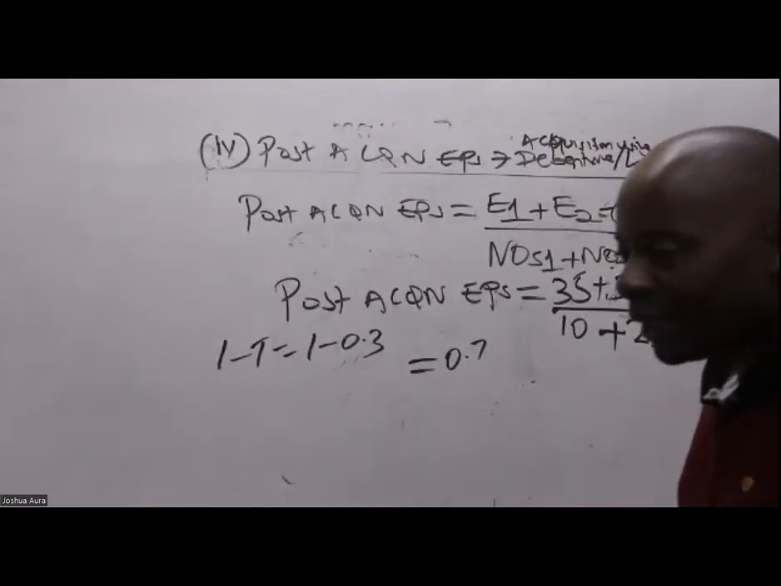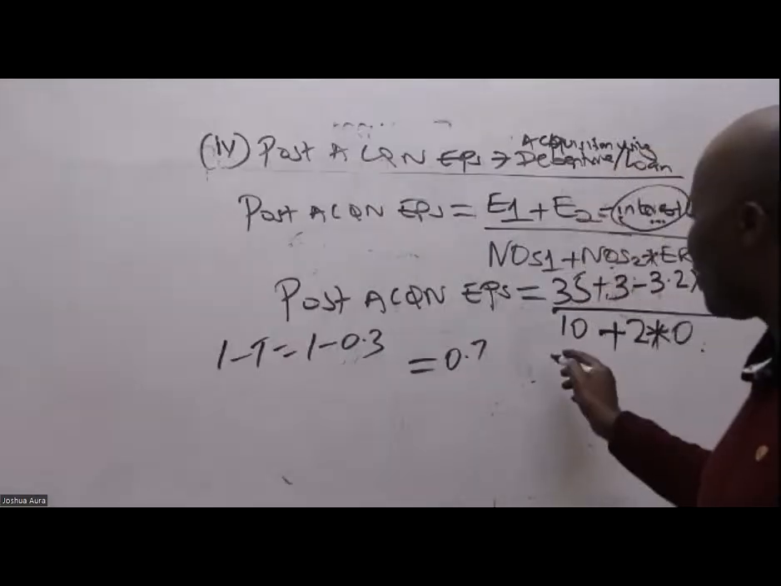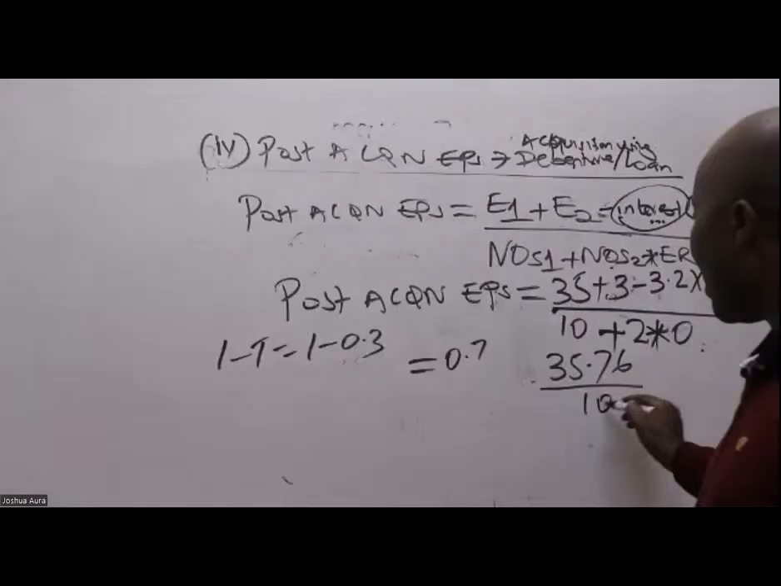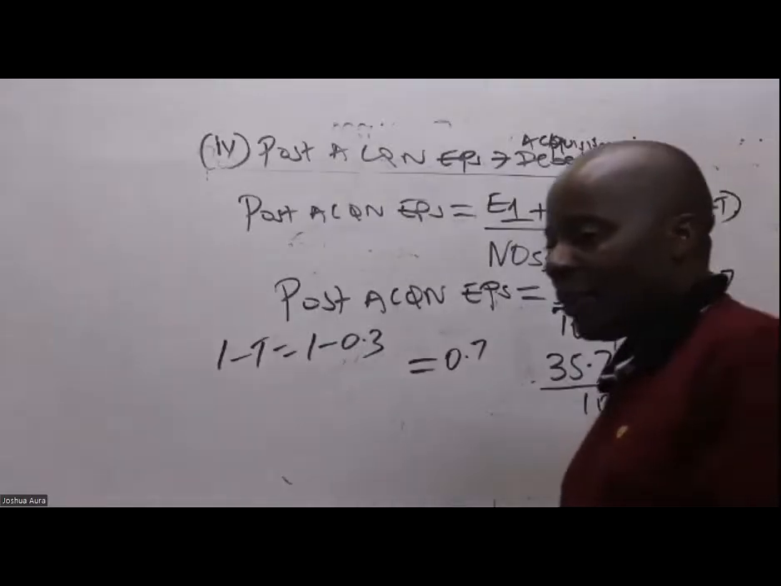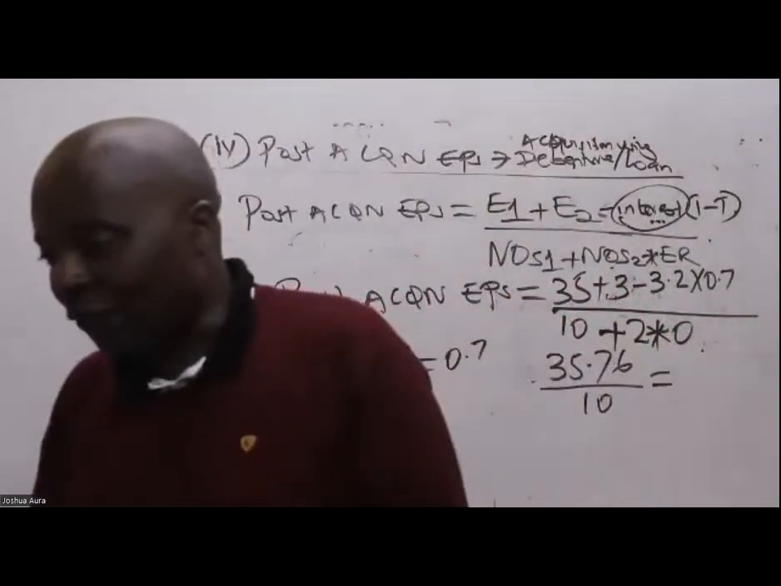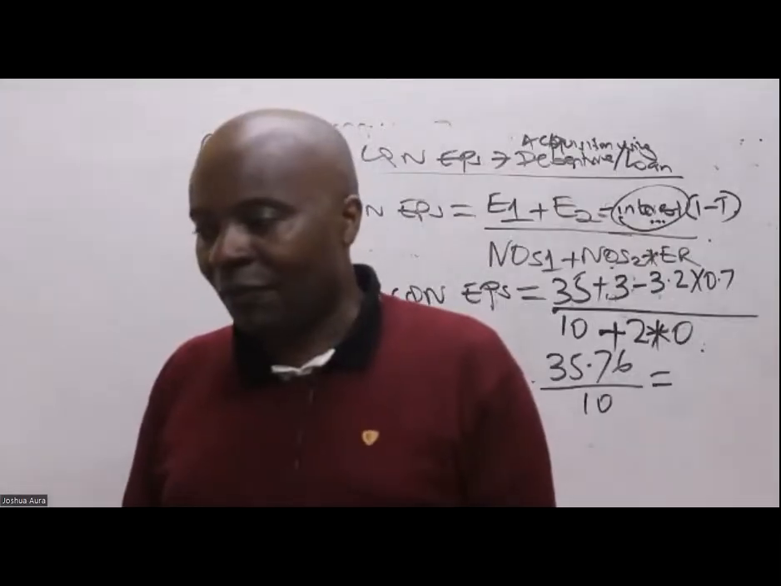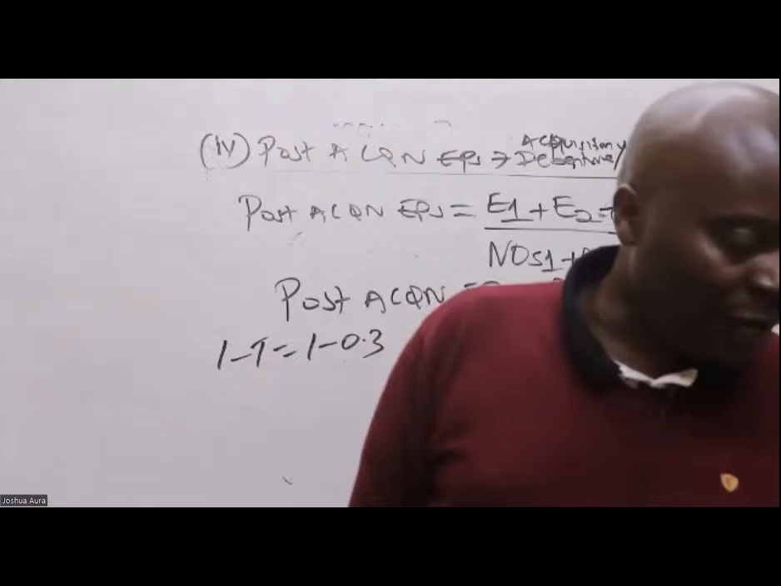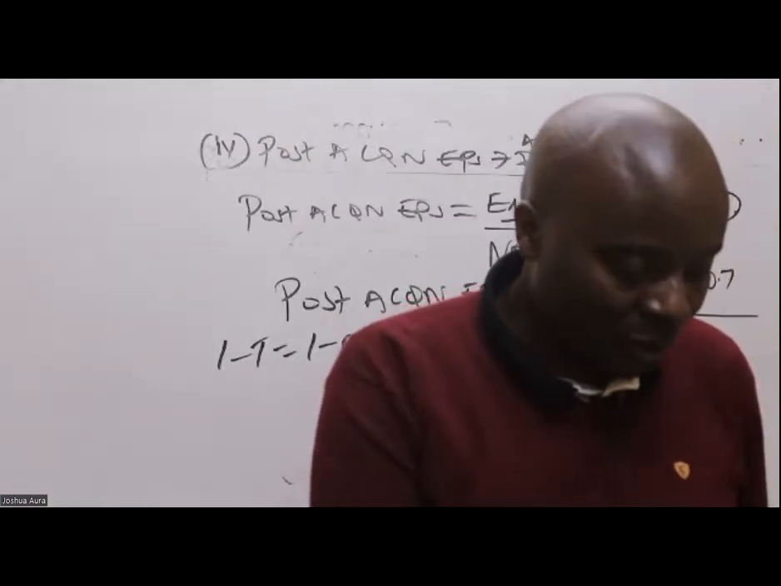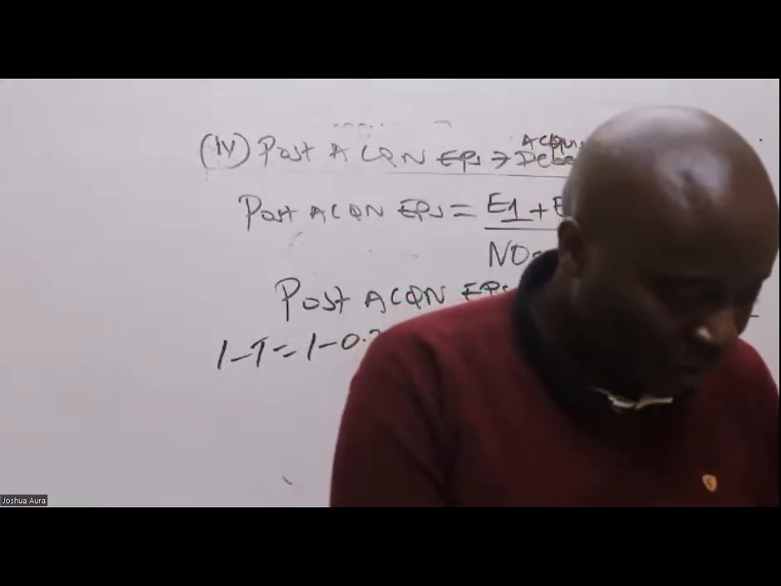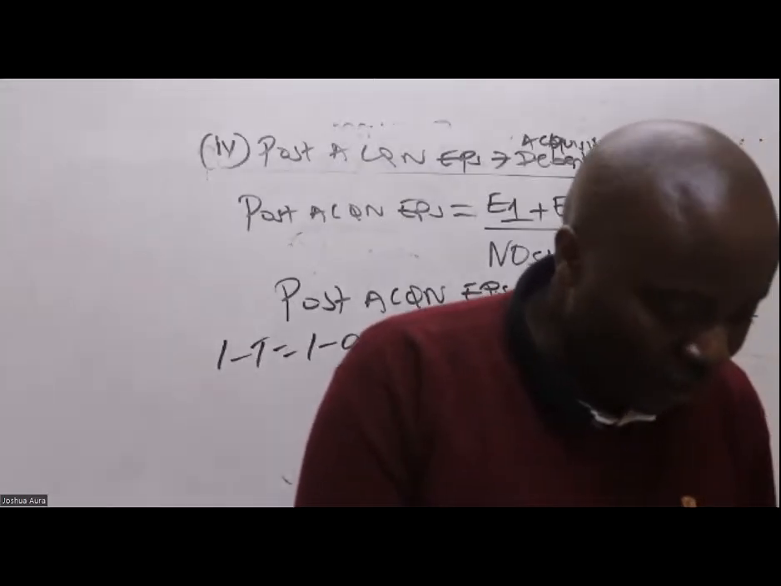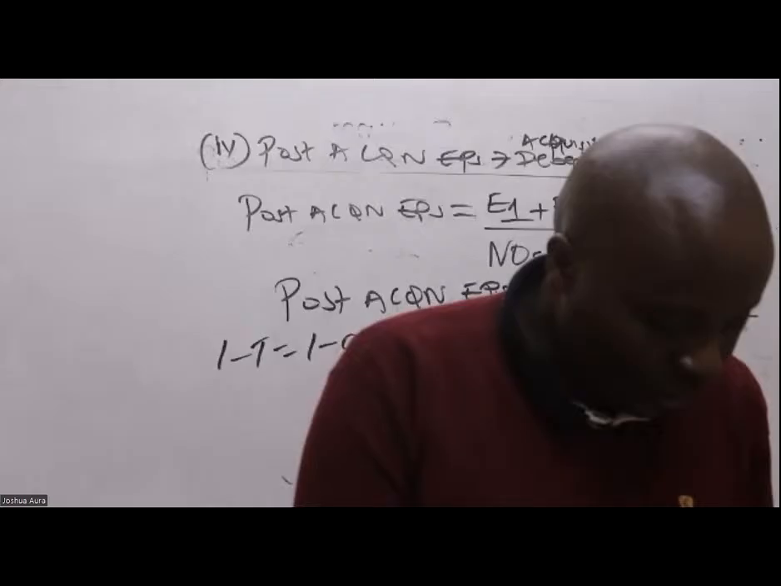So then the numerator here is 35.76, all over 10. So the final answer is 3.576. Is that okay?